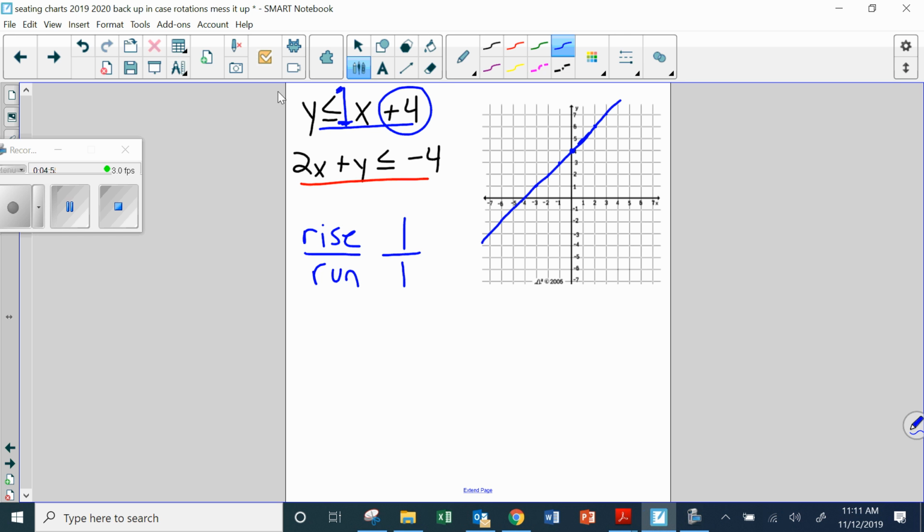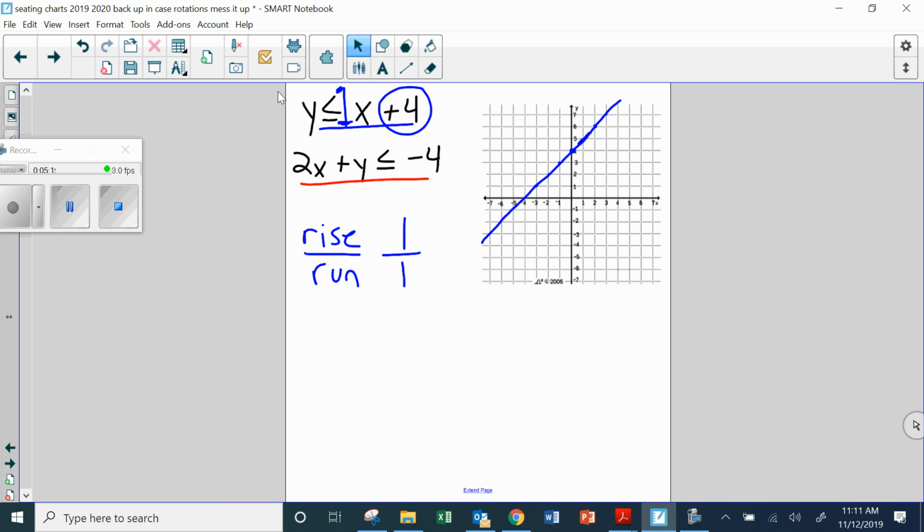So if it is less than or equal to, that means that is going to stay as a solid line. If it would have just been less than, then I would need to change it to a dotted line, but that's not the case in this particular situation. So my last step, so my line is done. I've made the line. My last step is I need to figure out which side I need to shade.